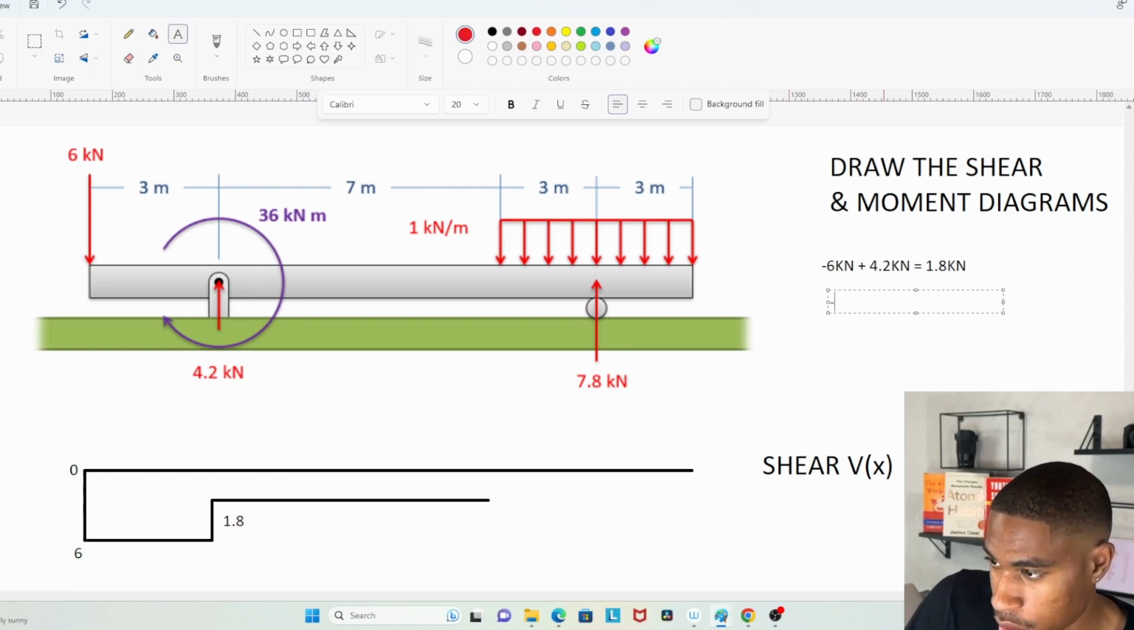Make it red. So we got minus. So we're at 1.8 right now, right? We're at negative 1.8 kilonewtons. But then we have a minus 1 kilonewton per meter times 3 meters, all right? That's from here to here.